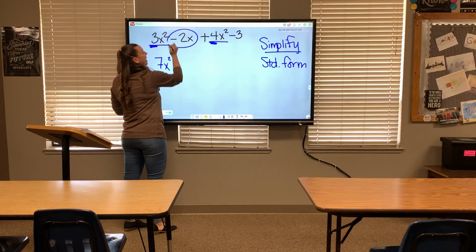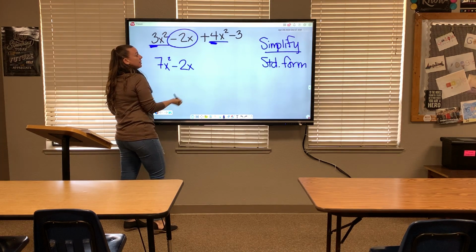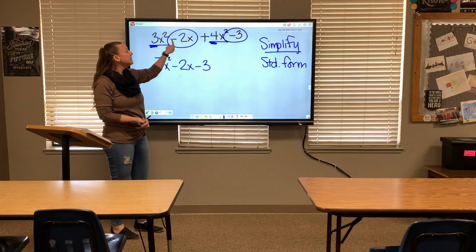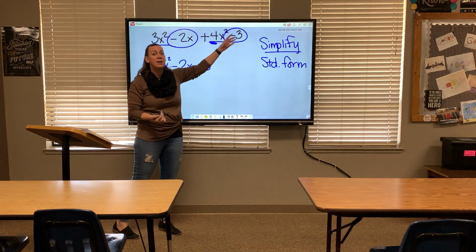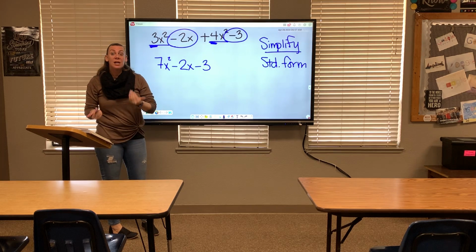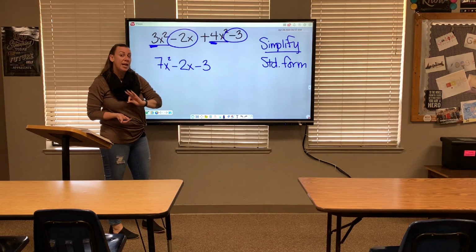And then I have my minus sign sticking with it, and then I have minus 2x. And then I have a minus 3. Remember, your symbol in front goes with that number. They stick together. So I have a minus 2x minus 3. If I were to classify this, I have 1, 2, 3 terms. That would be a trinomial.